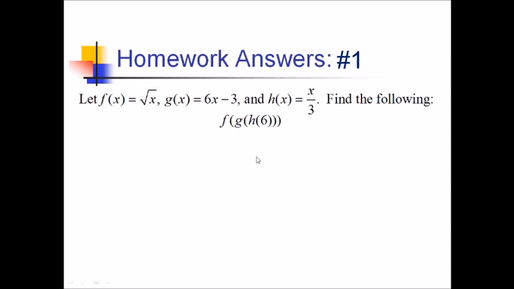For number 9, we've got these three functions, f, g, and h, and we're doing f of g of h of 6. So we have to start with the innermost function, h of 6. We're plugging 6 into the h function, so 6 divided by 3. That gives us 2. That now gets plugged into the g function. So 6 times 2 minus 3, that'll be 12 minus 3, which is 9.